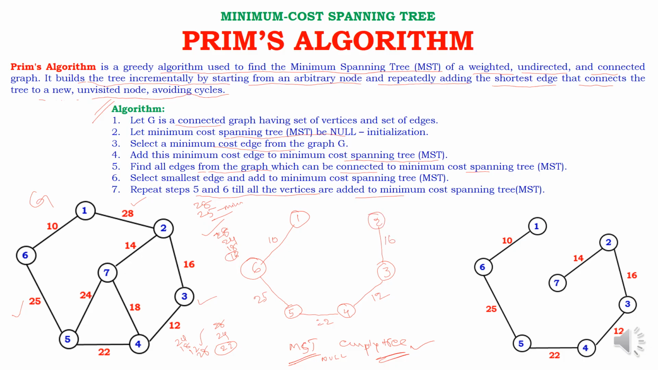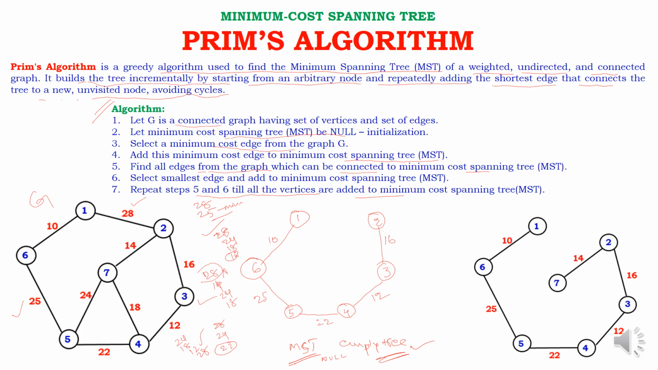Now repeat. Try to find what are the other vertices that can be connected to this minimum cost spanning tree. So now you can connect 1 2 with weight 28, but if you connect 1 2 it forms a cycle, so you cannot add. Then 2 7 with weight 14, then 5 7 with weight 24, then 4 7 with weight 18. So these are the 4.